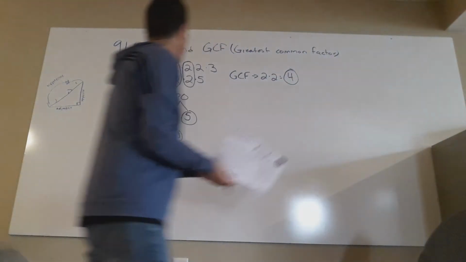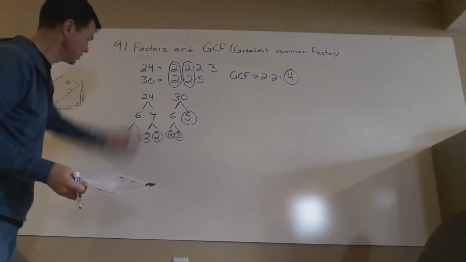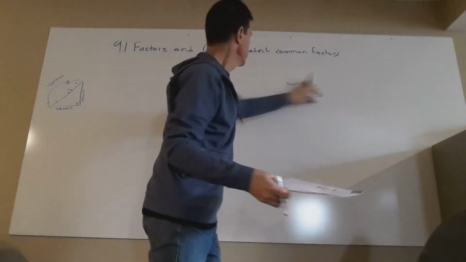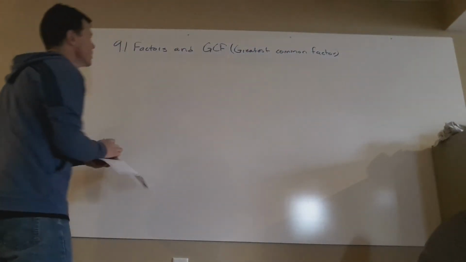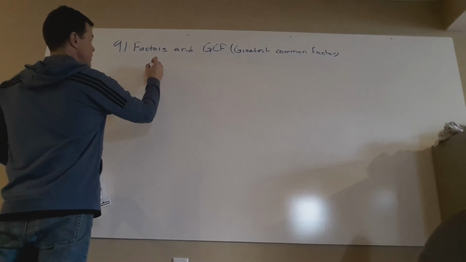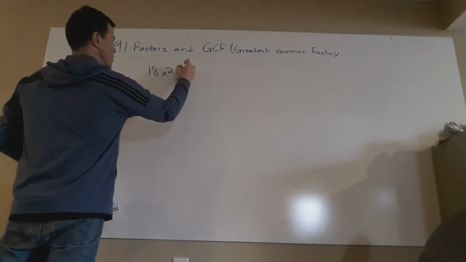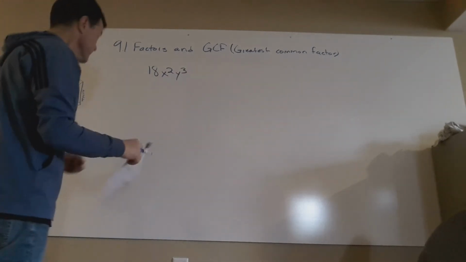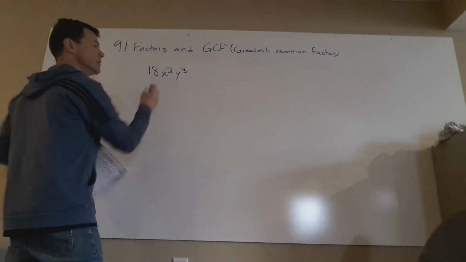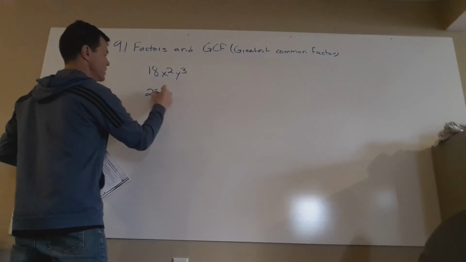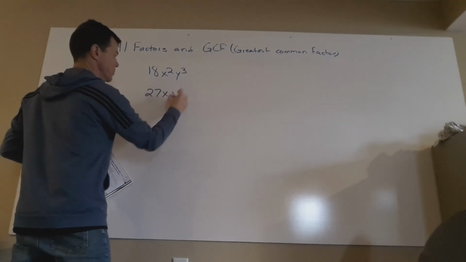Alright, what happens if we put some variables in these then? It's just going to look a little bit different, but the variables will not make it challenging. It's just a little different. Let's say we are looking for the greatest common factor between 18x squared y cubed and 27x y to the 4th.